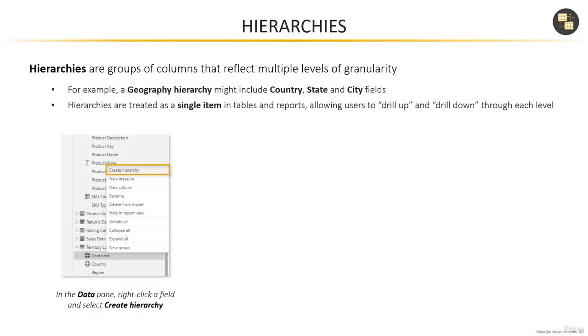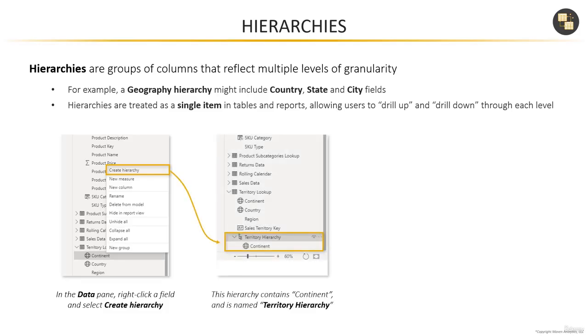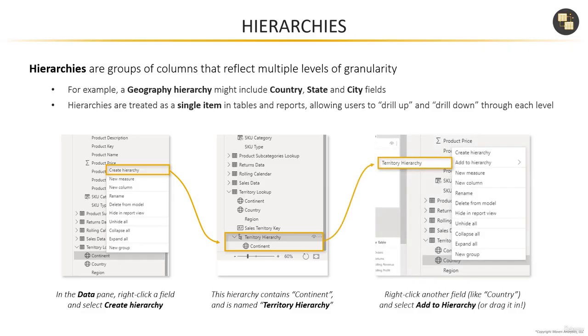So creating hierarchies in Power BI is pretty straightforward. You can do this anywhere that you see the data pane, and all you're going to do is right-click a field and select Create Hierarchy. In the example shown here, and the one that I'm about to show you, we've selected the continent field. This creates a new hierarchy containing the continent field. Then it's as simple as right-clicking additional fields, like country or region, and selecting Add to Hierarchy to select the one that we just created. Very quick, very straightforward. Let's jump into Power BI and practice building one ourselves.